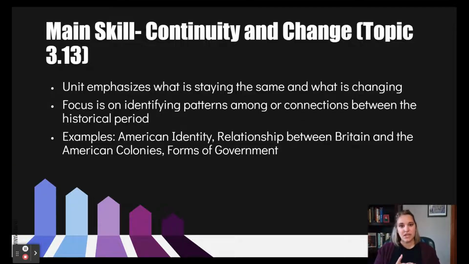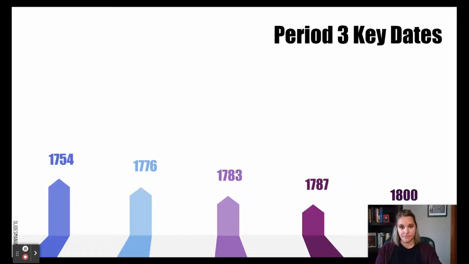All right, the skill for this unit is on continuity and change. So what is remaining, what is staying the same, and what is changing? And so some examples are American identity. Thinking about how at the beginning of the unit, there wasn't an American identity. They were British. And by the end, we have a lot of ideas of national identity as well as regional variations. You want to think about how the relationship between Britain and the American colonies changed through this time. And then forms of government. There are significant changes and also some continuities, things that stay the same through the Articles and the Constitution.